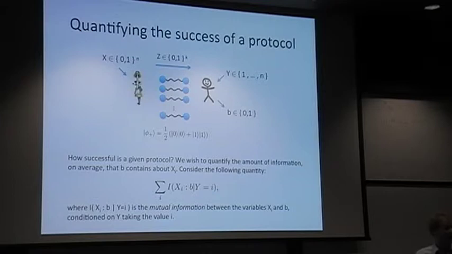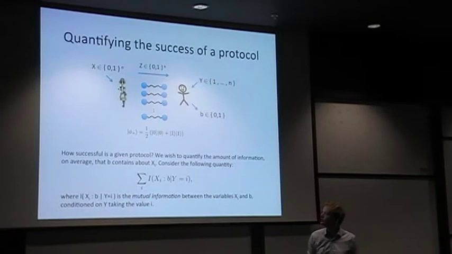And we might ask, how successful is a given protocol? Well, you could just look at the probability of winning, which is the thing that we looked at before. This time we're going to consider a different quantity. We want to quantify the amount of information on average that B contains about the bit X_I. And so we're going to consider the following quantity. This is a sum of this term, where this is the mutual information between the bit X_I and the bit B, conditioned on the case the input Y was I.